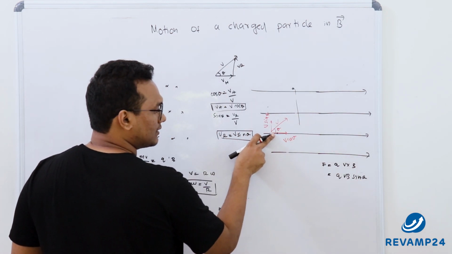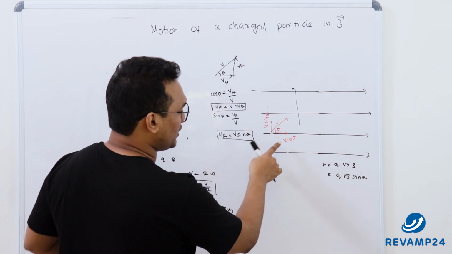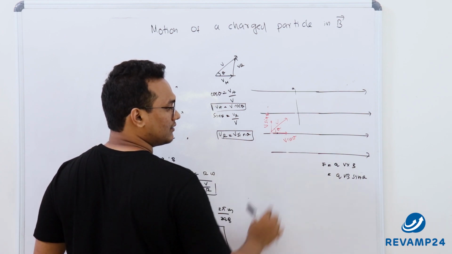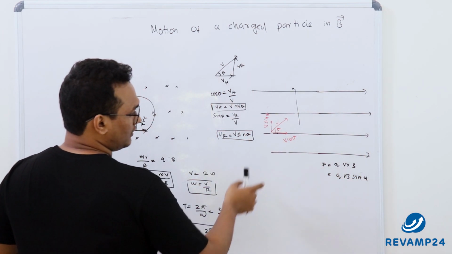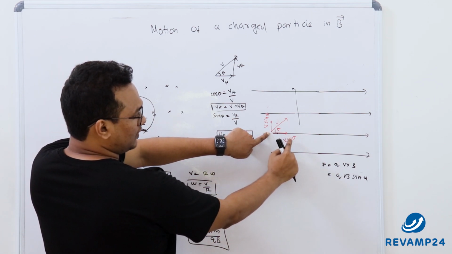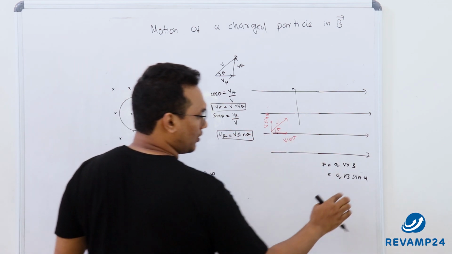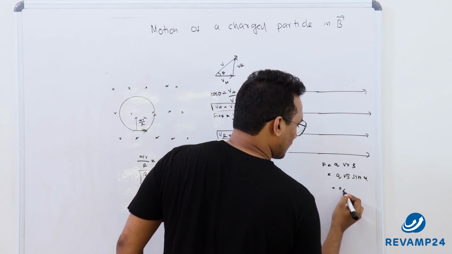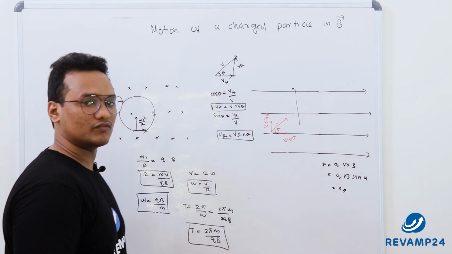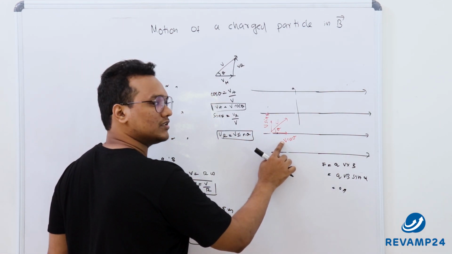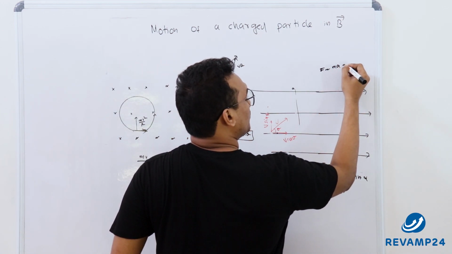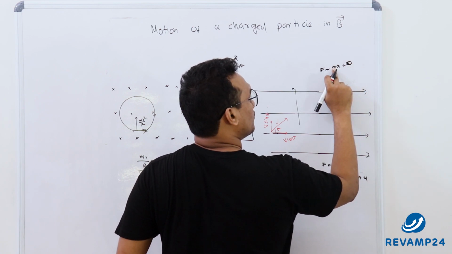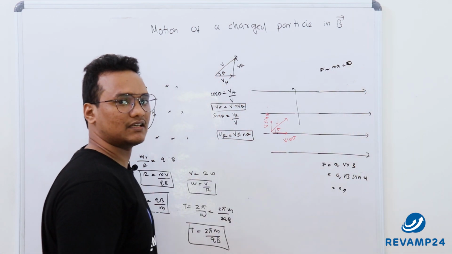Here theta means the angle between V cos theta and the magnetic field, so I will mark it as alpha here. What is the angle between V cos theta and the magnetic field? It is 0. So sin 0 becomes 0 and the force in that direction is 0, which means the acceleration is 0 because F is equal to ma. So ma is equal to 0, and m cannot be 0, which means acceleration is 0.